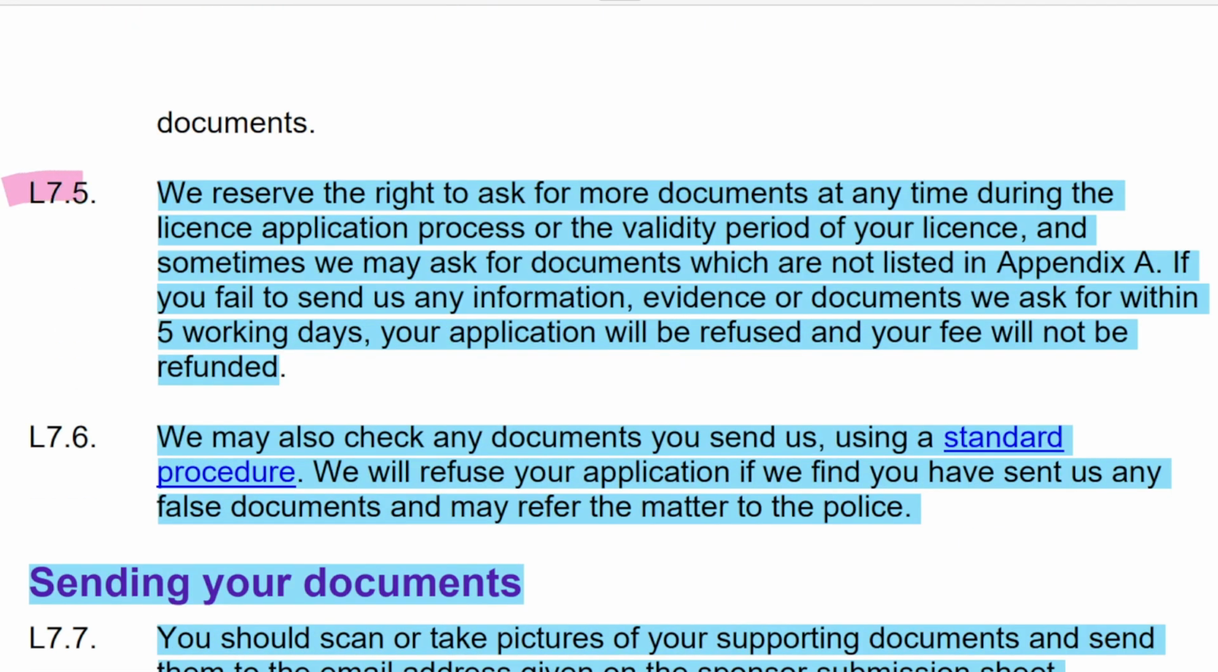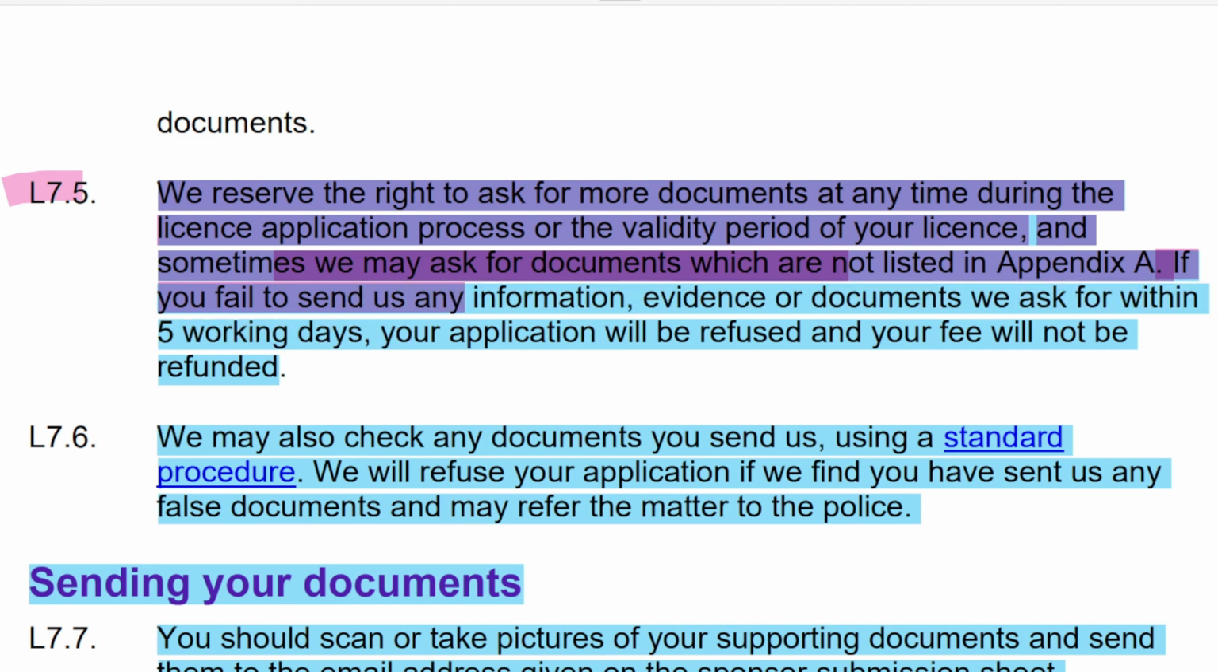Discussing L7.5: we reserve the right to ask for more documents at any time during the licence application process or the validity period of your licence. And sometimes we may ask for documents which are not listed in Appendix A. Many applicants do raise the question that we should not submit anything apart from Appendix A, but this is not the case. You need to provide as many documents as possible because the Home Office can ask for them, and they normally ask for those documents, for example your tax returns, your invoices, all the relevant information which confirms that your case is genuine.